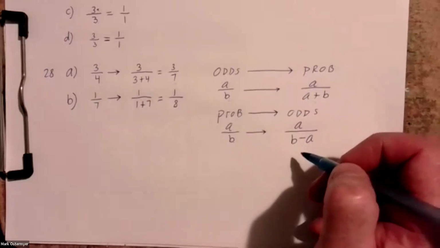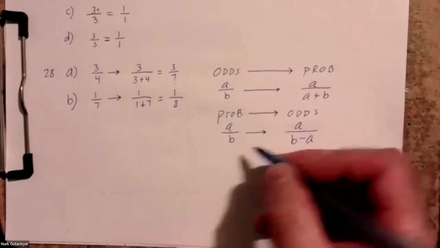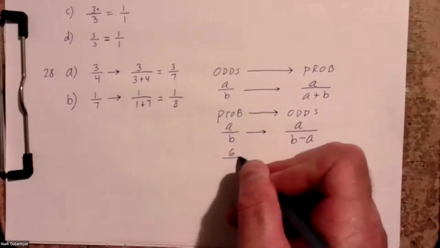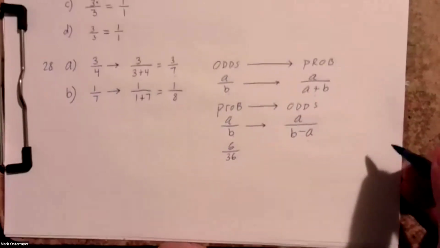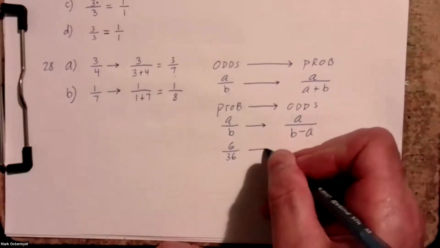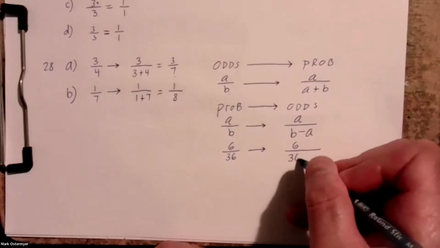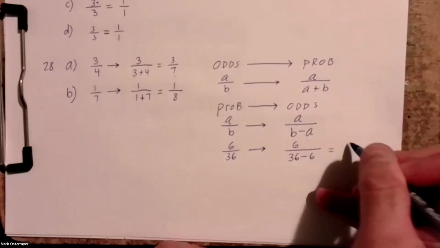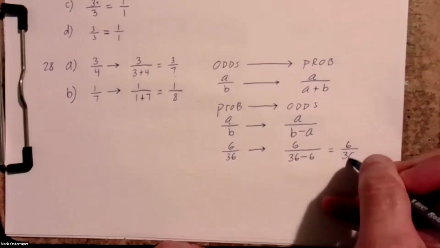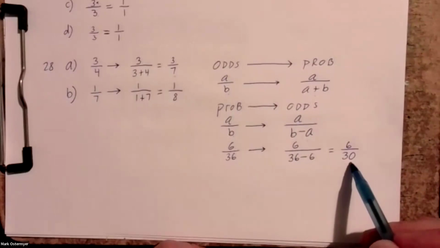So what's the probability of rolling doubles when you roll two dice? The probability of rolling doubles would be 6 over 36. Right? That's the probability of rolling doubles. Rolling a 1 and a 1, 2 and 2, 3, 3, 4, 4, 5, 5, or 6, 6. What would be the odds of rolling doubles then? It would be 6 over 36 minus 6, or the odds would be 6 to 30. This is a probability. This is odds. Okay?